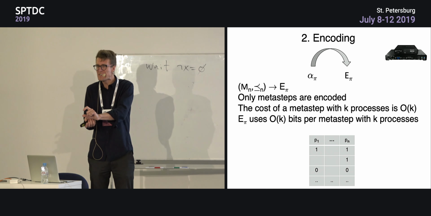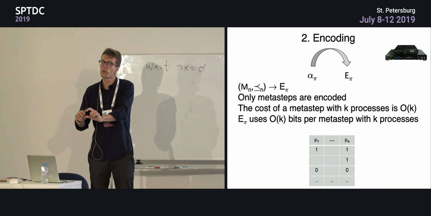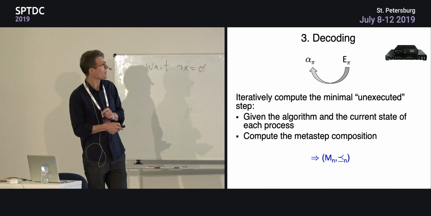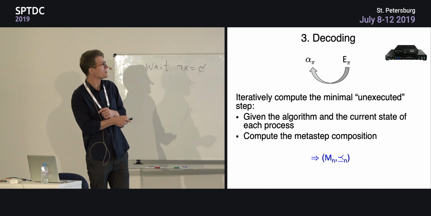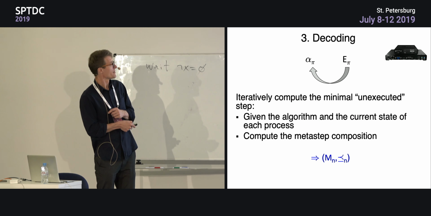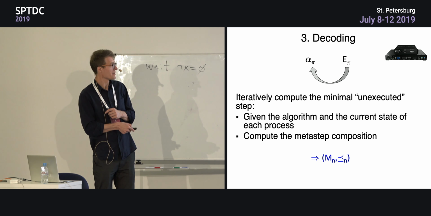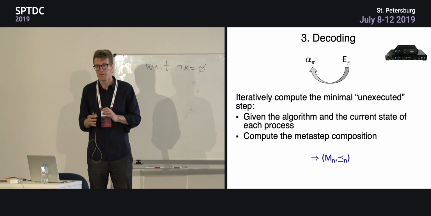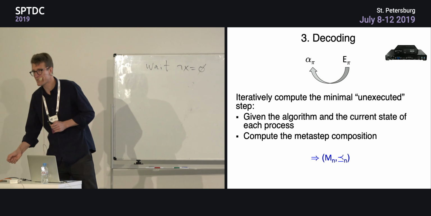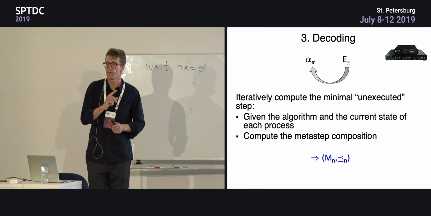Given this, by knowing the number of writers and the number of readers in the meta step, you can deduce who these writers and readers are. And this is what you use in the decoding. So you compute the minimal unexecuted step for each prefix of this encoding, and this is how you construct the meta step composition. And I insist that it's not easily explainable here in the class.